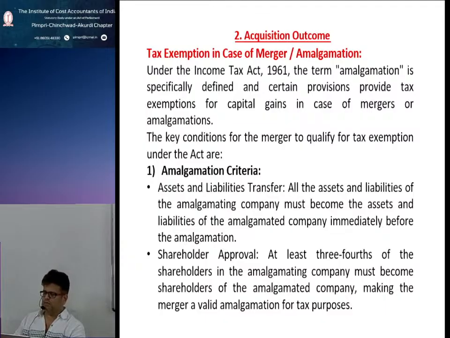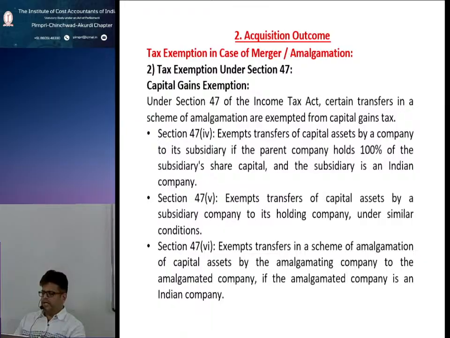The key conditions for a merger to qualify for tax exemption under the Act are the amalgamation criteria. Assets and liabilities transfer should be there. All assets and liabilities of the amalgamating company must become the assets and liabilities of the amalgamated company immediately before the amalgamation. Shareholder approval is required. At least 3/4 of the shareholders in the amalgamating company must become shareholders of the amalgamated company, making the merger a valid amalgamation for tax purposes. Tax exemption under section 47: capital gains exemption is given to mergers and acquisitions.